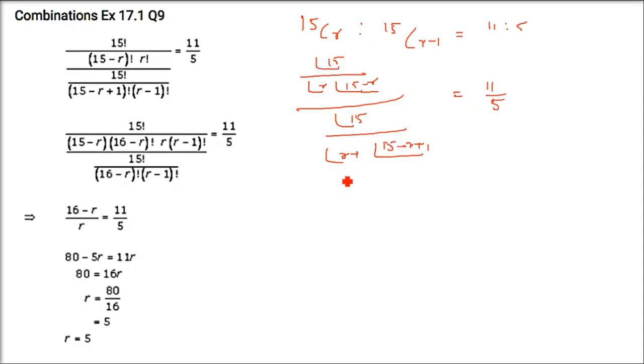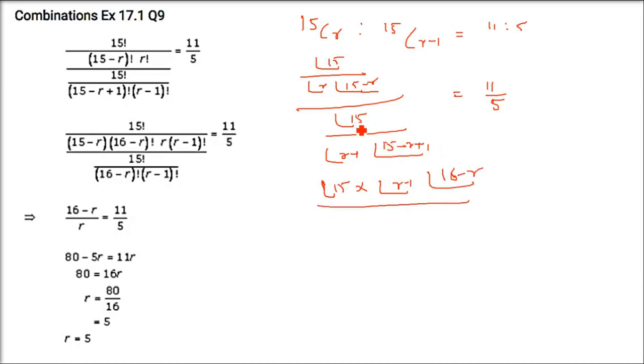Let us take it above. Factorial 15 into this, this will go up. Factorial R minus 1, and this will be 16 minus R.